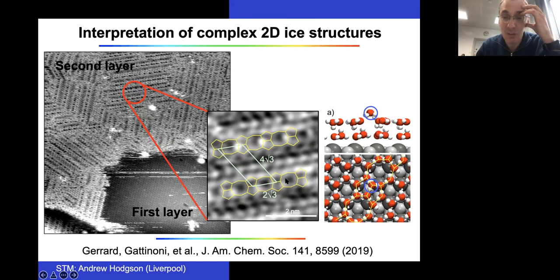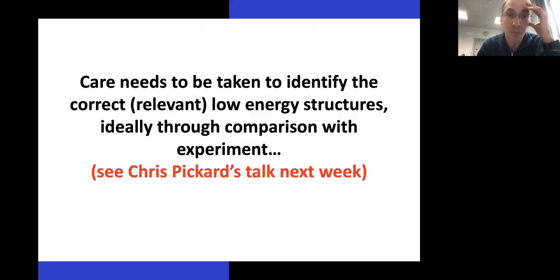And so again, this illustrates that in trying to solve structures for overlayers on surfaces, there's a very delicate interplay between the interaction of the molecules with the surface and the hydrogen bonding of the molecules with each other, and this really can lead to a wide variety of structures, and these structures can reside within a very narrow energy window. What is on this slide is really that care needs to be taken to identify the correct low energy structures. It's very beneficial if you can connect with experiment, and next week Chris will say a lot more about that.